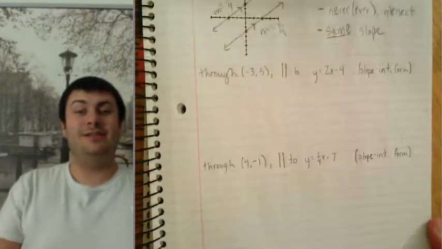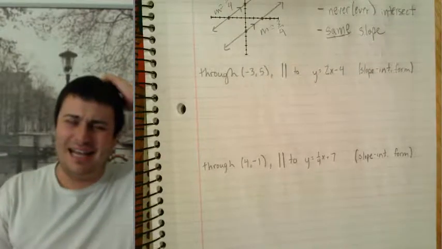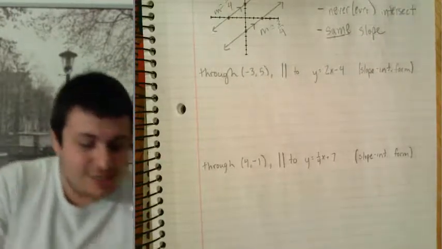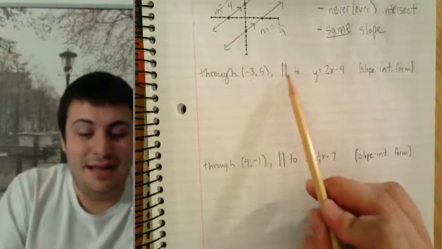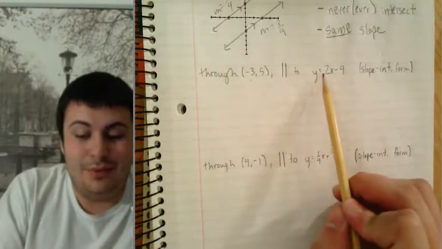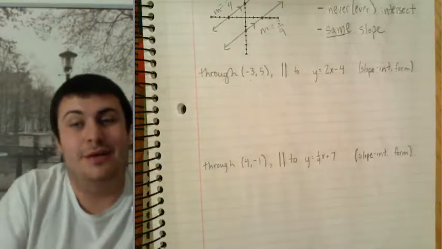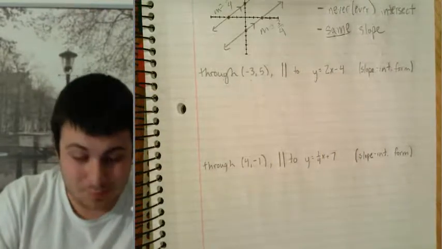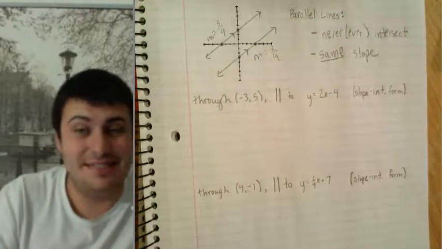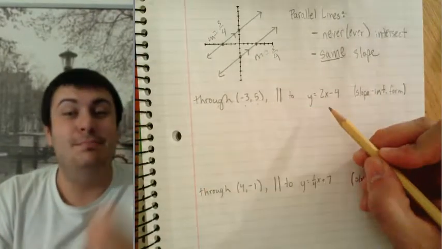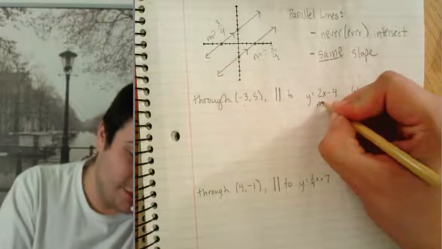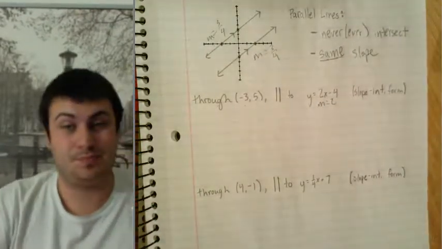Alright, we are going to be finding lines that are parallel to other lines. So it'll ask us: find a line that goes through the point (-3, 5) that is parallel to the line y = 2x - 4, and write it in slope-intercept form. If parallel lines have the same slope, then we're going to take this equation of a line already given to us and borrow the slope. So we know that the slope we're going to use is 2.